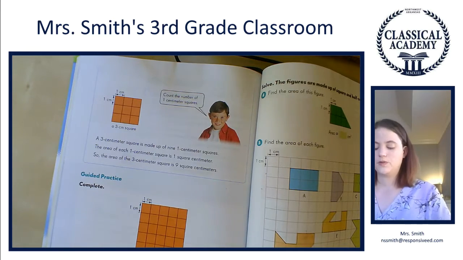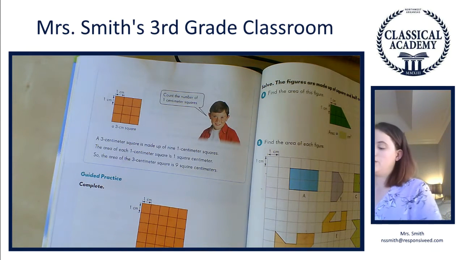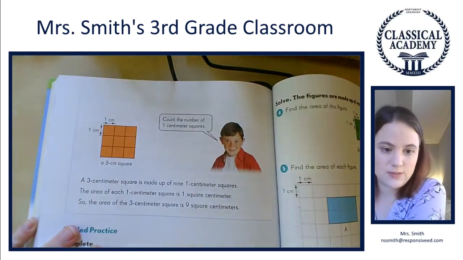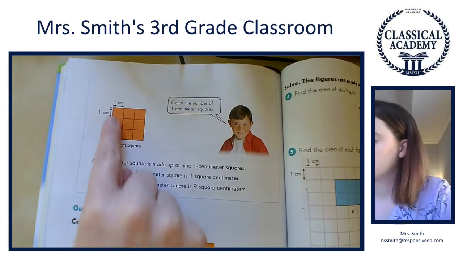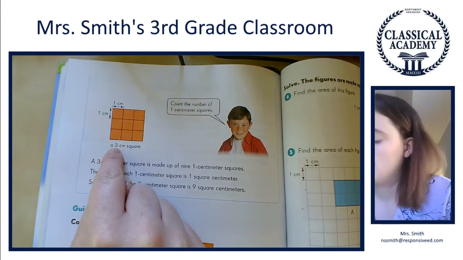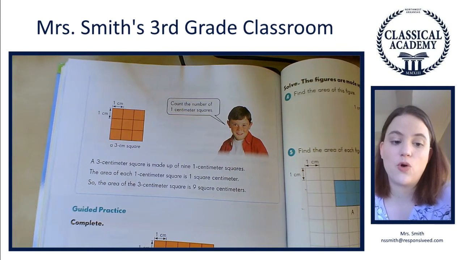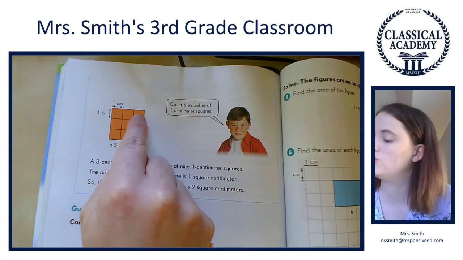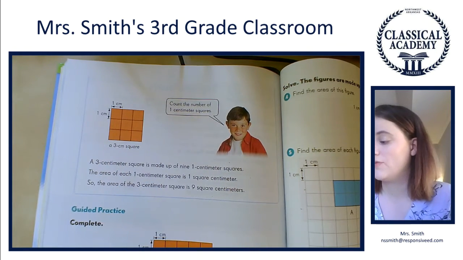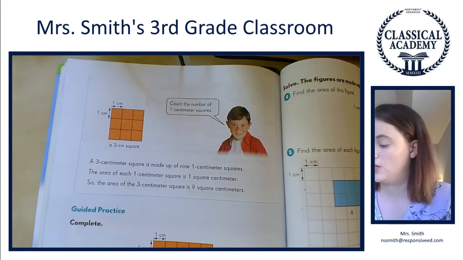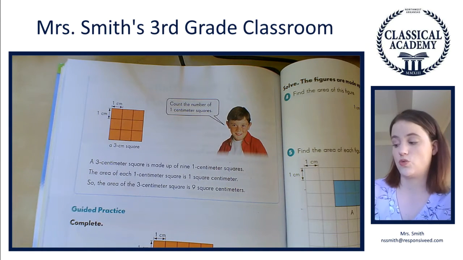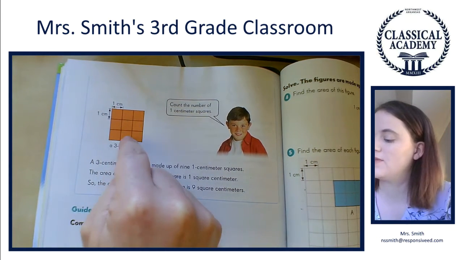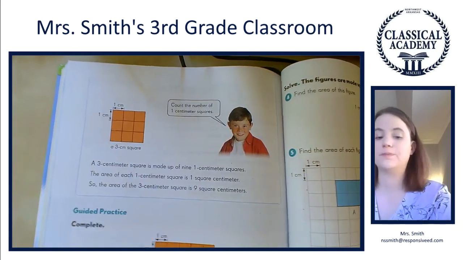So what about this one right here? Get that lined up for you. We have a figure here that is 3 centimeters across and 3 centimeters down. How many square units make up the whole thing? It says a 3 centimeter square is made up of 9 1 centimeter squares. 1, 2, 3, 4, 5, 6, 7, 8, 9. The area of the 1 centimeter square is 1 square centimeter, and so the 3 centimeter square is 9 square centimeters. 1, 2, 3, 4, 5, 6, 7, 8, 9 square centimeters fit inside that square.